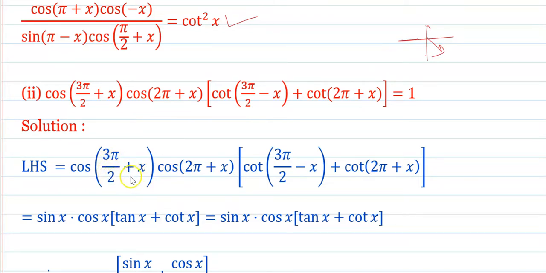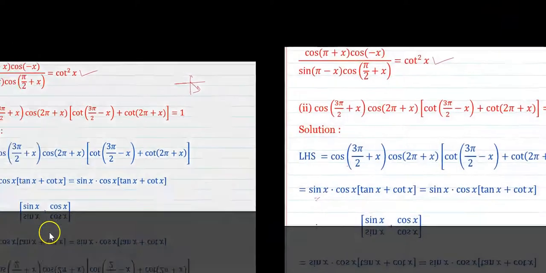3 pi by 2 plus x. It is in the fourth quadrant. Function change. Cos चा काय झाला तर sin झाला. It has a positive sign. Therefore, it is a sin x.